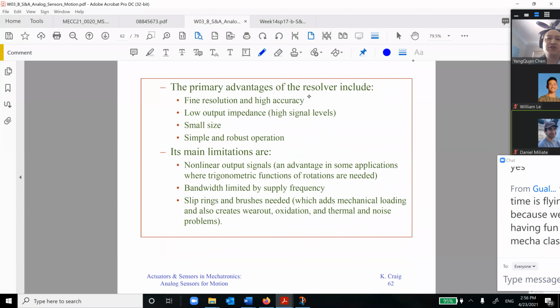So we should know that for the resolver, I personally never actually used a resolver before. It has high accuracy and fine resolution, of course. It's analog, remember. It has low output impedance and high signal level, small size, simple and robust. So all these are good things. And that means it's expensive. The output signal could be nonlinear, and the bandwidth is limited by the power supply frequency. And you need a slip ring and a brush. So this is a weak point, mechanically weak.